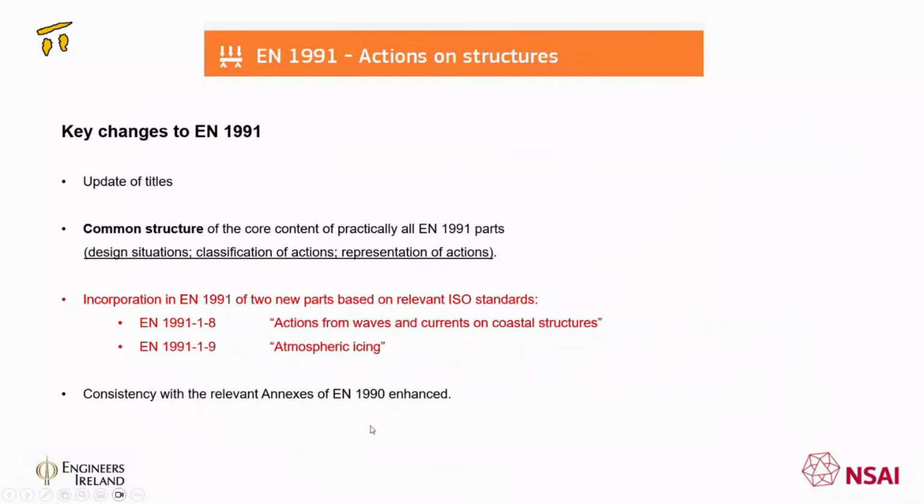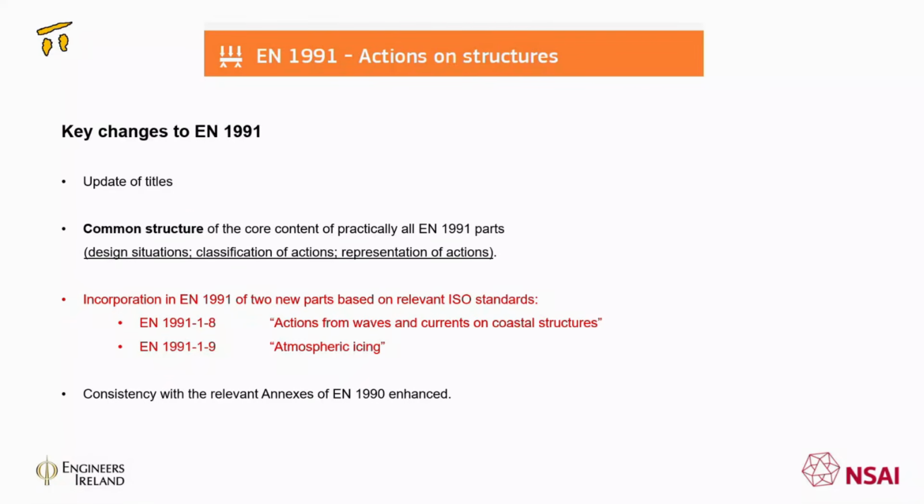So the key changes that have taken place since the first Eurocodes: titles have been modified and updated to some extent, and there has been some movement of material from one code to another. For example, some documentation went from EN 1991 Part 1-7, accidental actions, into EN 1990 and the robustness section of that. So there's been an update of titles.